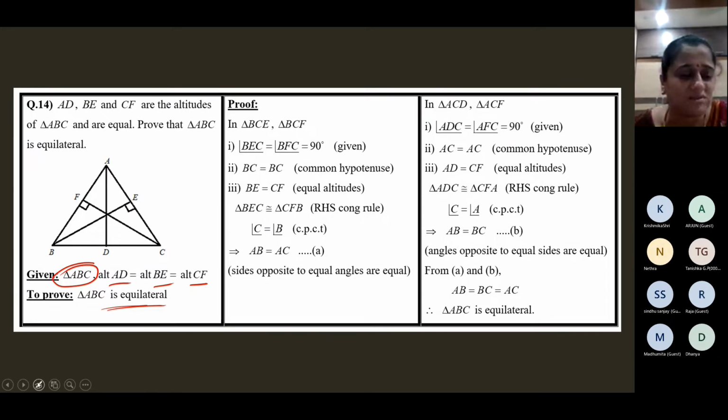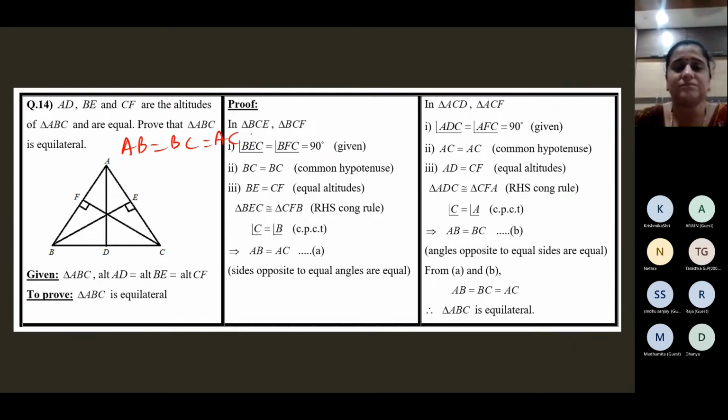Now, with the right triangle selection, the proof is easy. How do you select the triangles? How do you prove that the triangle is equilateral? You could prove that AB is equal to BC is equal to AC, but this is quite difficult to prove. So you can prove that the angles are equal. See here, in this triangle, you can prove that angle A is equal to angle B.